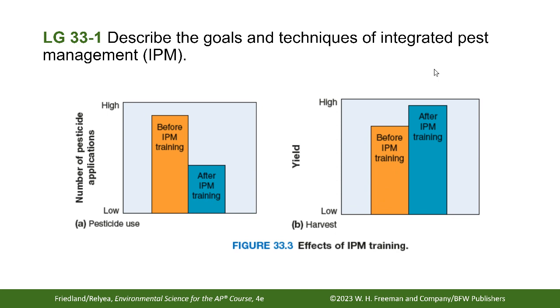So you can see on this diagram the number of pesticide applications. So before IPM training, okay, they use a lot of pesticides, and then you can see their yield after IPM training typically goes up. And it goes up because you are using less harmful chemicals on your plants, right? But you're still getting the same output because you're using these more natural methods that would happen naturally. That makes sense.